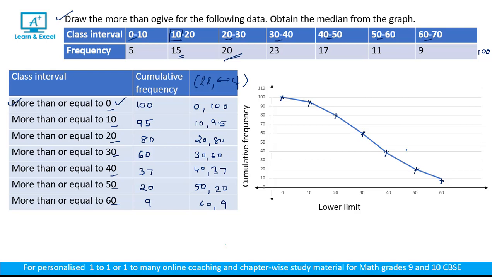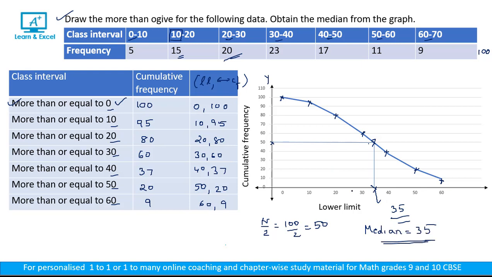The next step is to find the median. For this we have to find n by 2. So this is 100 divided by 2, which is equal to 50. Now from 50, let us draw a line parallel to the x-axis, cutting the curve at this point. From this point we draw a perpendicular to the x-axis. The point of intersection of the perpendicular with the x-axis is the median. Here in this case the point of intersection is at 35. So our median is equal to 35.